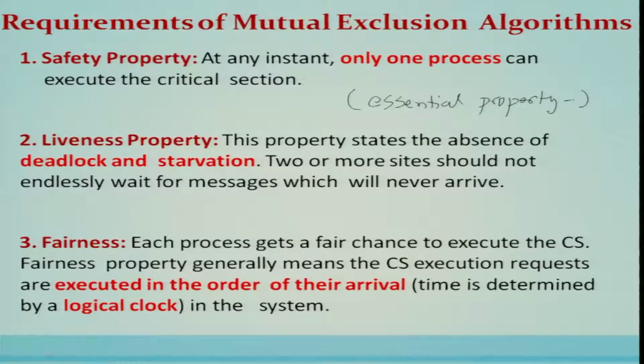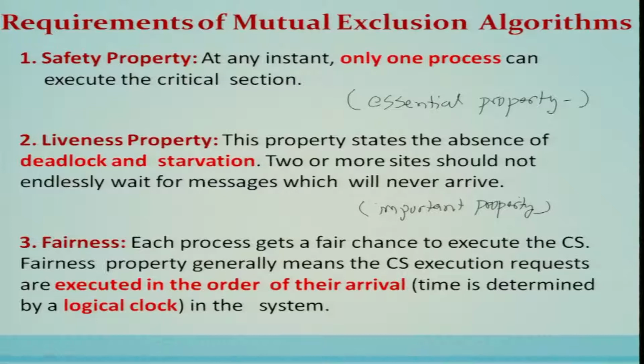The next requirement of a mutual exclusion algorithm is the liveness property. This property states that absence of deadlock and starvation should be maintained. That means two or more sites should not endlessly wait for a message which will never arrive, and this is an important property to ensure the mutual exclusion.